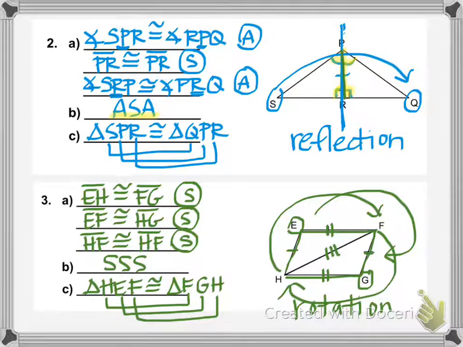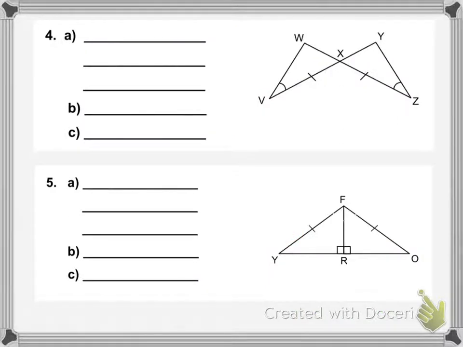And that might be a little harder for you to understand, but if you turned your head upside down, you would see the bottom triangle looks just like the top triangle when your head's turned right side up. So this is an example of SSS. All right, let's do another one.